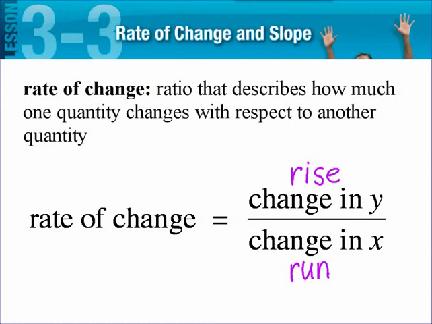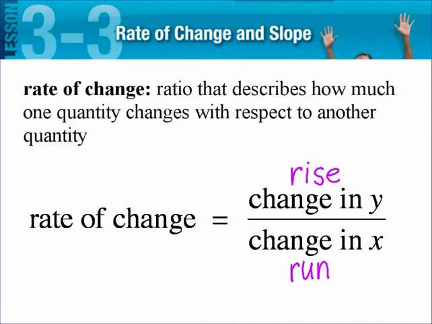And that should make sense because when you think about a coordinate plane, your x's and your y's, when you think about up and down, that's the y-axis. When you think about the run, left to right, like what you did on your activity, that is the change in x. And so rate of change is rise divided by run.